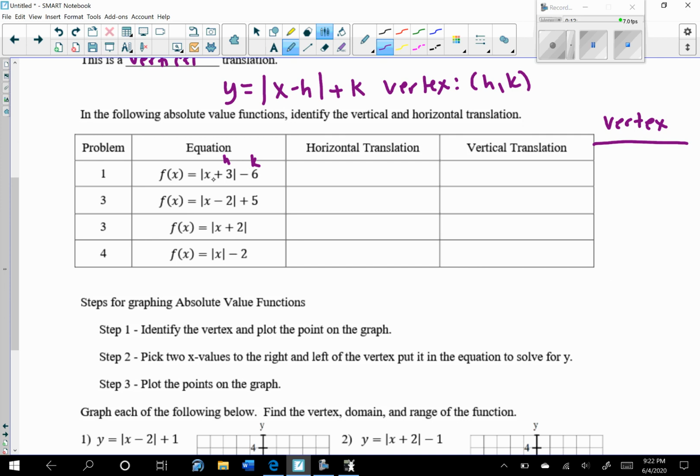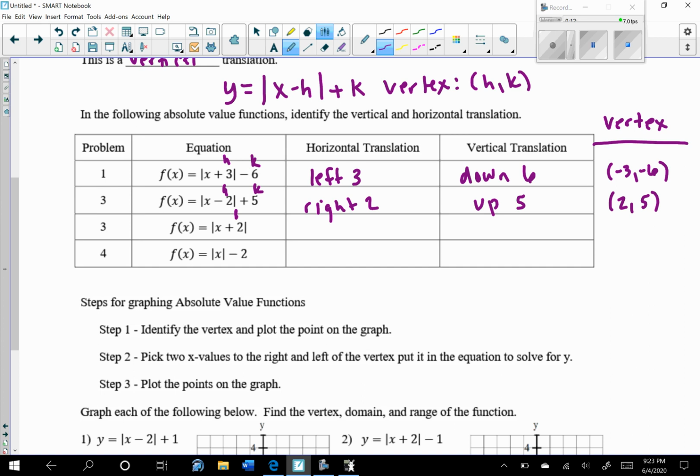So in this case, notice that we have x plus 3, so that means your h value is negative 3, so that means we're moving it to the left. So minus 3, and our k value is negative 6. So that is our vertex, which means this moves left 3 and down 6. For the next one, we're going to do the same thing. We want to identify the vertex. This is my h and this is my k. So the vertex here would be 2, 5. So for this one, we're going to move right 2 and up 5.